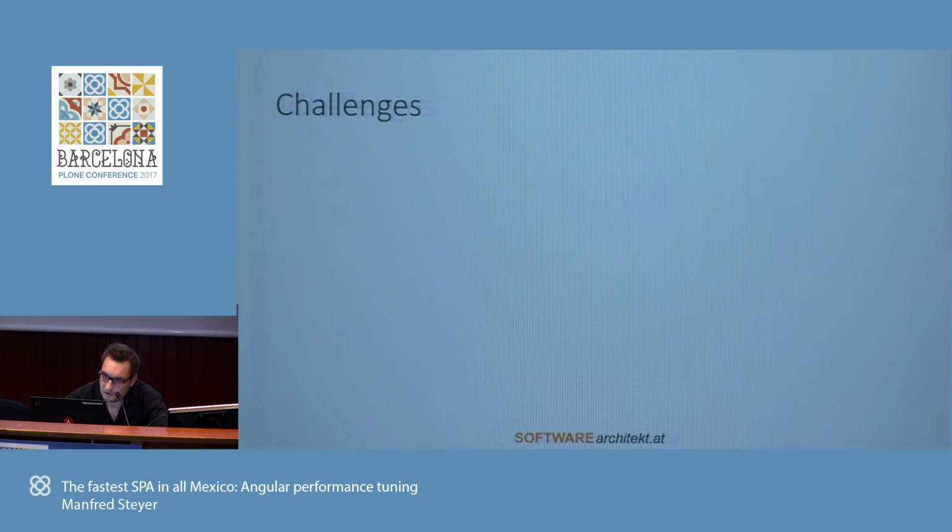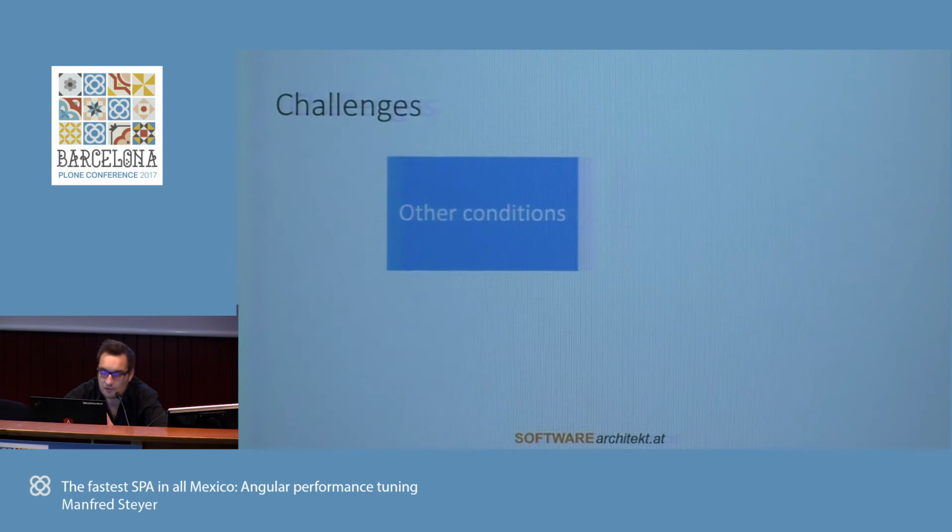Of course, this all isn't a free lunch. Server-side rendering comes with some challenges. For instance, you have other conditions on the server side. You don't have a document object model.